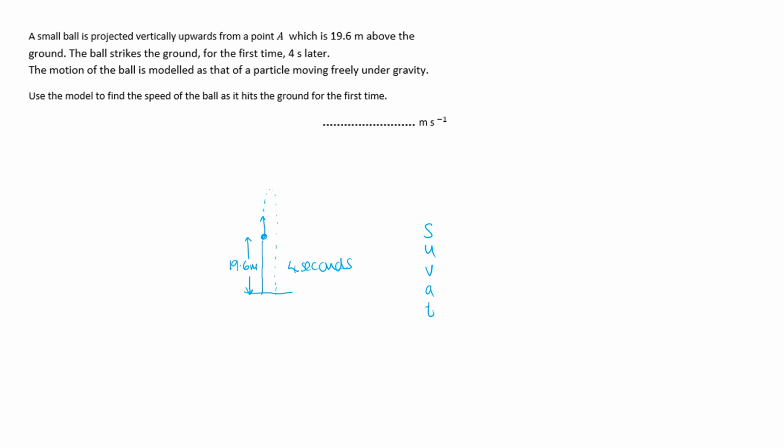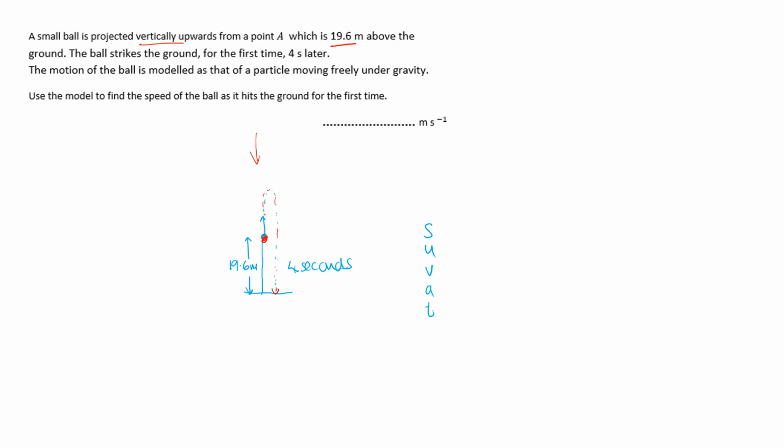It's always best to draw a diagram so you can immerse yourself into what's happening with the question. Now we're starting 19.6 above the ground, so it's going to be projected here, and I've drawn the path of the ball as if it's sort of coming outwards, but because it's just being projected vertically upwards, it's not going to project out, it's going to go up and down just in a vertical line.